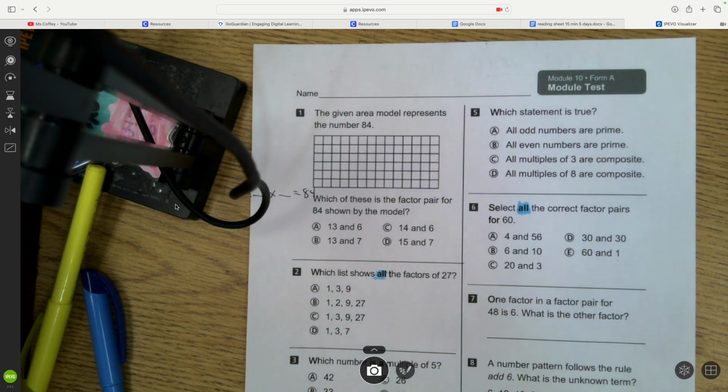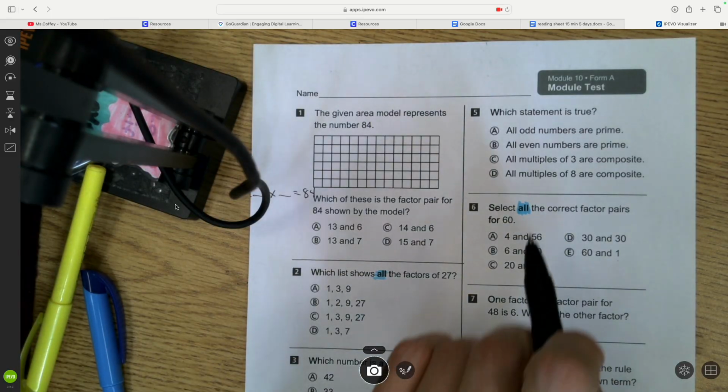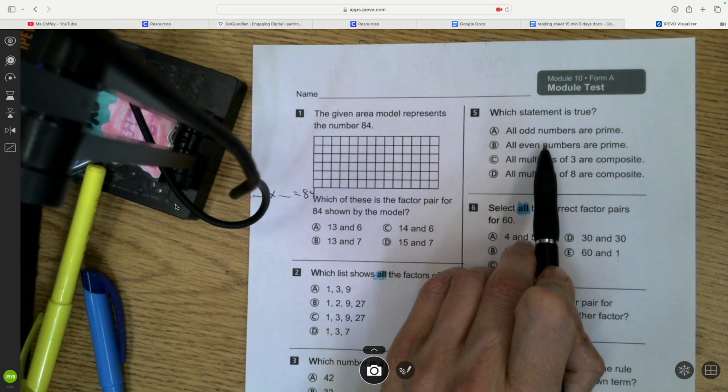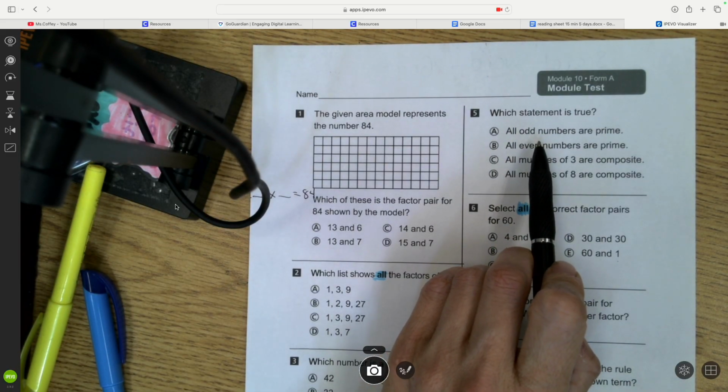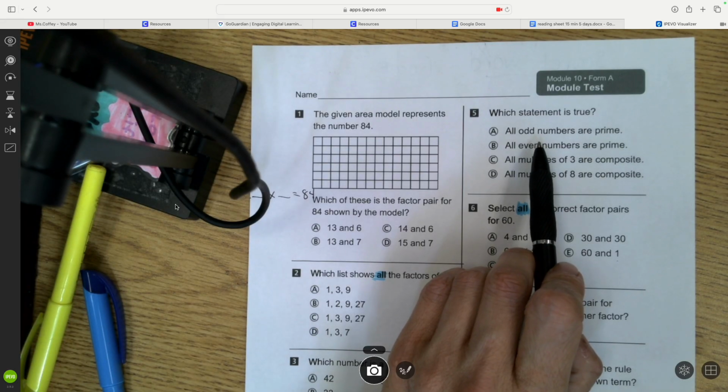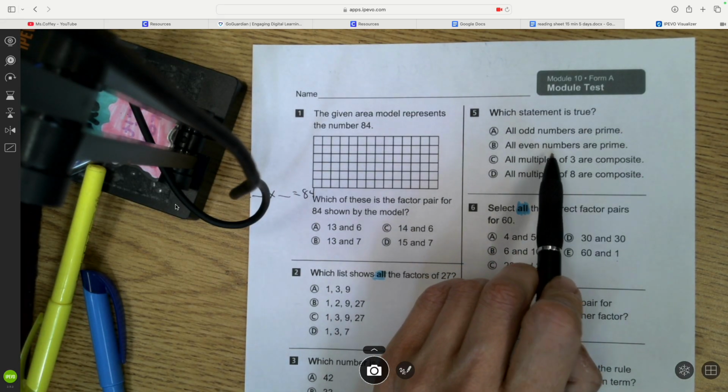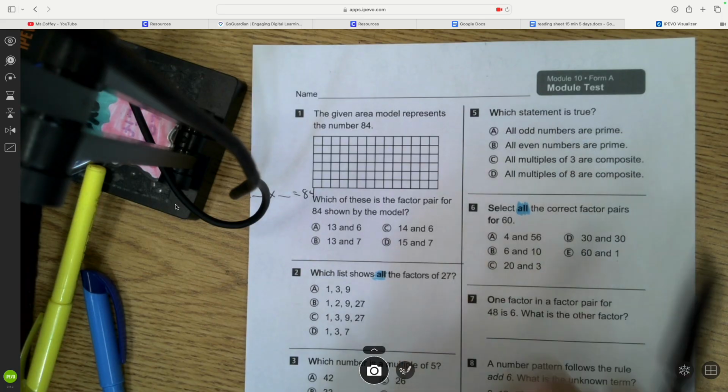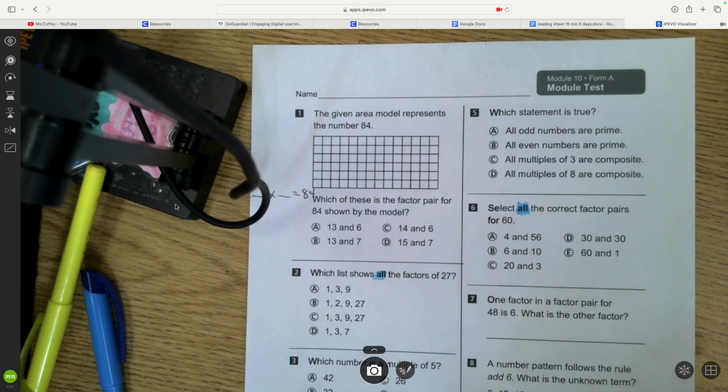Up to 5, which statement is true? A, all odd numbers are prime. So what I want you to do, I want you to go through the odd numbers and think if they're all prime. So for instance, yes, one is not prime or composite.